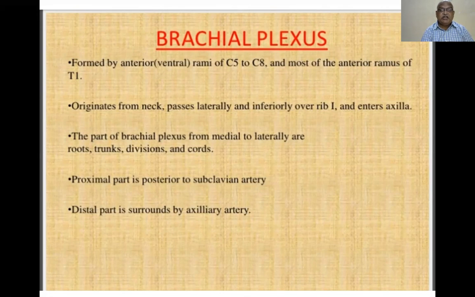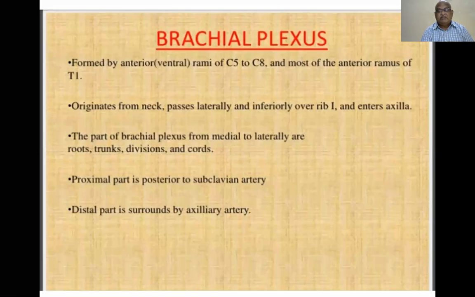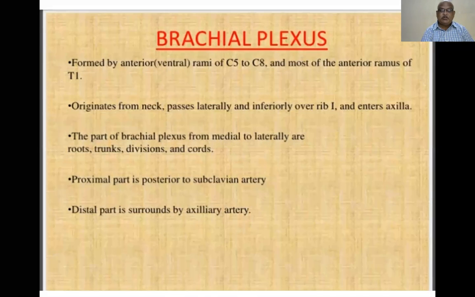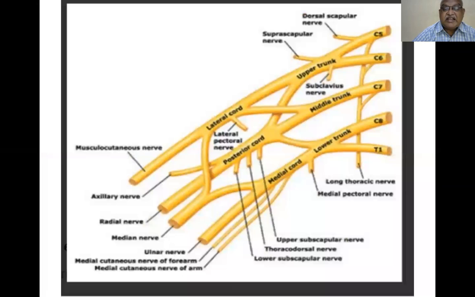The proximal part is posterior to the subclavian artery. The distal part of the brachial plexus surrounds the axillary artery, because the axillary artery is nothing but a continuation of the subclavian artery. So here I am telling you the relations of the brachial plexus with the subclavian artery and axillary artery. The proximal part is posterior to the subclavian artery and the distal part surrounds the axillary artery.